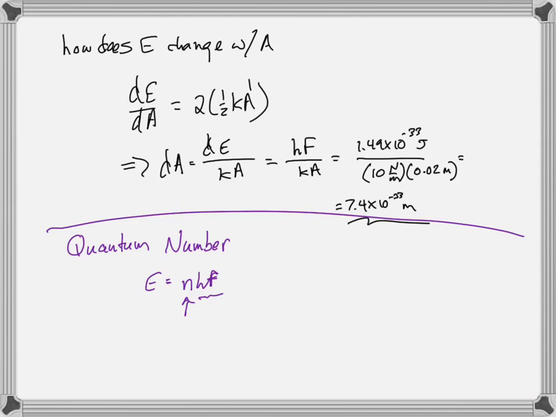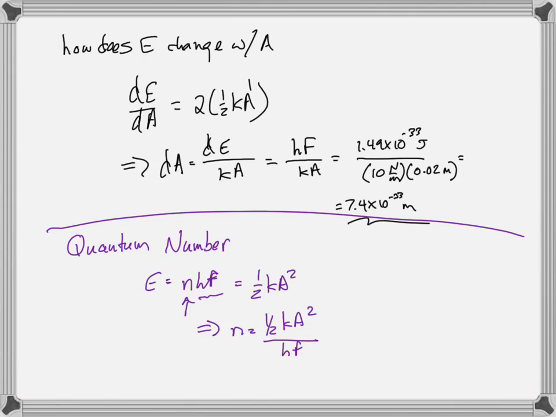Does this make sense? Small quantum numbers usually mean we can observe quantum effects. Large quantum numbers usually mean that we're in a realm where the quantization looks classical. It looks continuous because things are so close together and there are so many of them. So let's go ahead and calculate the quantum number of this particular oscillator.